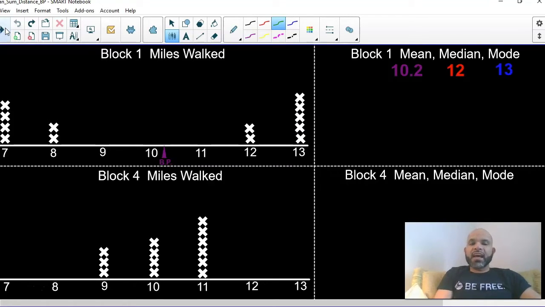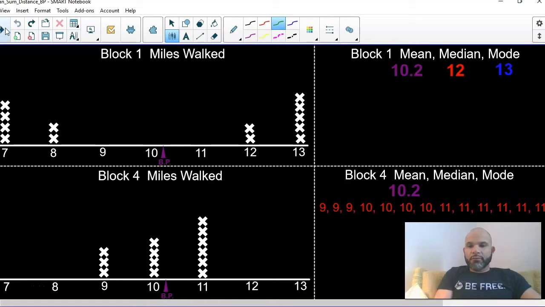Well, then we have block 4. In block 4, your line plot should have looked like this: 3 9s, 4 10s, and what's that, 6 11s. And when you added all that up, you would have gotten 133, and when you divided that by 13, you would have gotten 10.2. So it had the same exact mean.